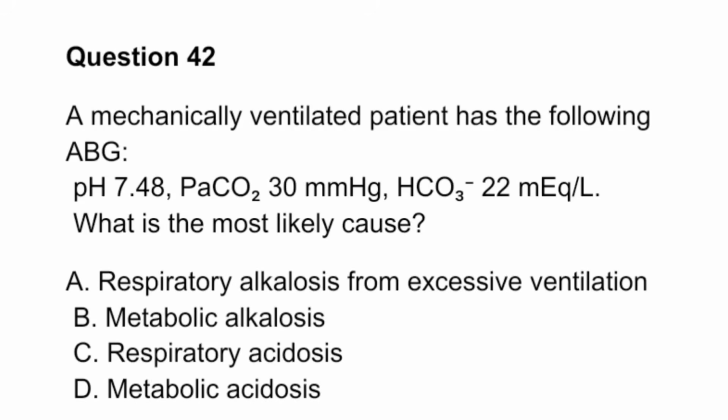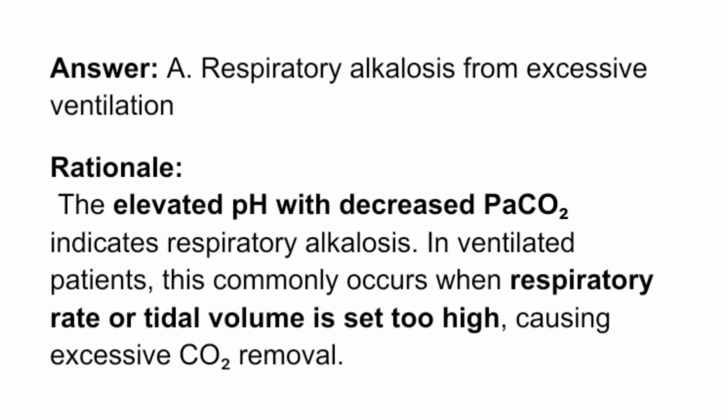Question 42. A mechanically ventilated patient has the following ABG: pH 7.48, PaCO2 30 mmHg, HCO3- 22 milliequivalents. What is the most likely cause? A. Respiratory alkalosis from excessive ventilation. B. Metabolic alkalosis. C. Respiratory acidosis. D. Metabolic acidosis. Answer: A. Respiratory alkalosis from excessive ventilation.